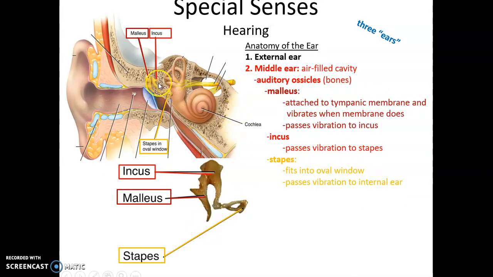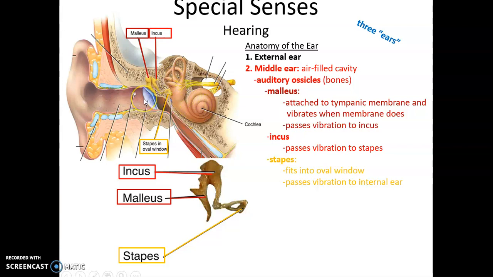That then brings us to the middle ear. The middle ear is an air-filled cavity that connects to the pharynx via the auditory tube. Within the middle ear are three auditory ossicles, these three tiny bones that will transmit the vibration from the tympanic membrane to the inner ear. This includes the malleus, which is directly attached to the tympanic membrane, then the incus, and then the stapes, which then fits into the oval window leading to the inner ear.